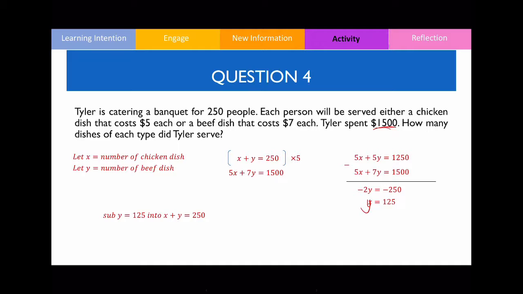Substitute that into one of the equations. Always use the easiest one. In this case, you can easily see that your value of x is also going to equal 125. And always write your answer as a written statement.